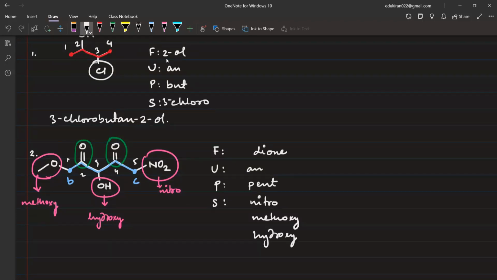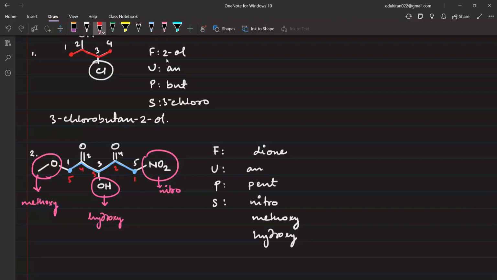Okay. Now we have to number it. Now, what we need to do? We need to number it. There are only 2 ways of numbering a parent carbon chain. The first is 1, 2, 3, 4, and 5. The other way of numbering will be the other way around. So we'll take some other color. Let us suppose we are taking red color here. So 1, 2, 3, 4, and 5.